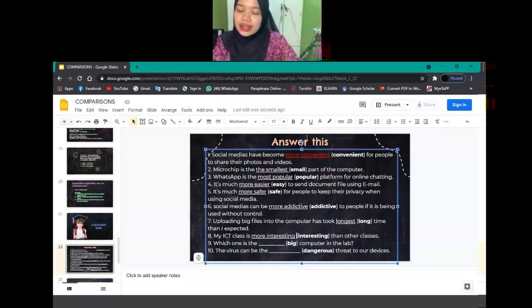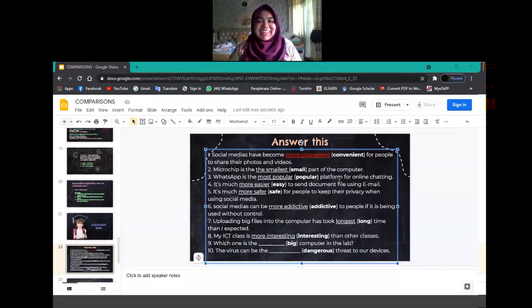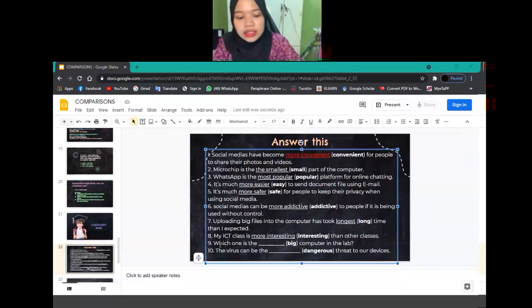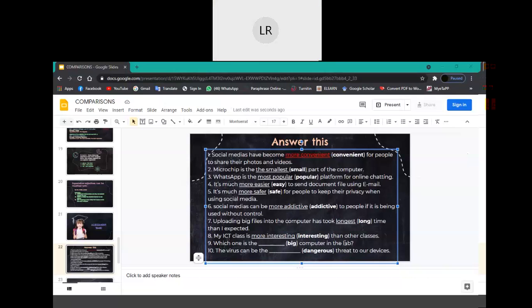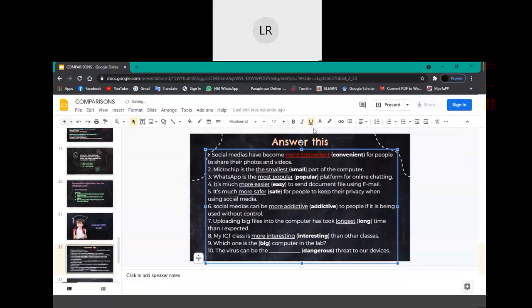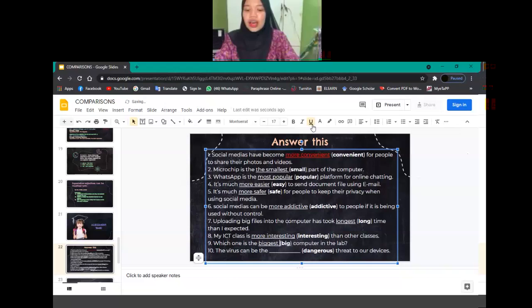Please volunteer, students. Teacher, I want to try. Okay, Najwa and Lava, I guess. Both of you can answer. First, Lava. Can you answer the question? Which one is the biggest computer in the lab? Okay, Lava, that's correct. Did you know what adjective is this? Comparative or superlative? Superlative. Yes, that's correct, Lava. Good job. I think that you have understood the lesson very well, like all of you guys.